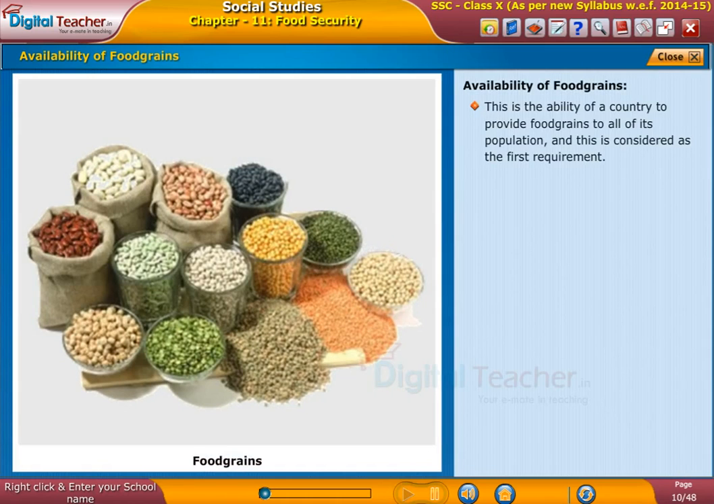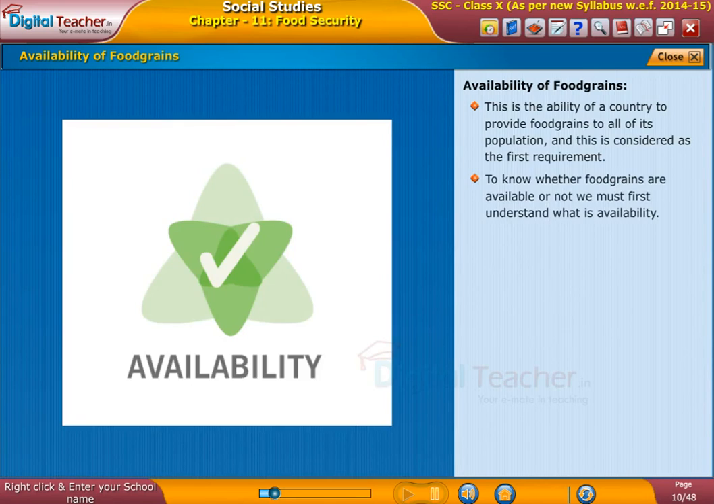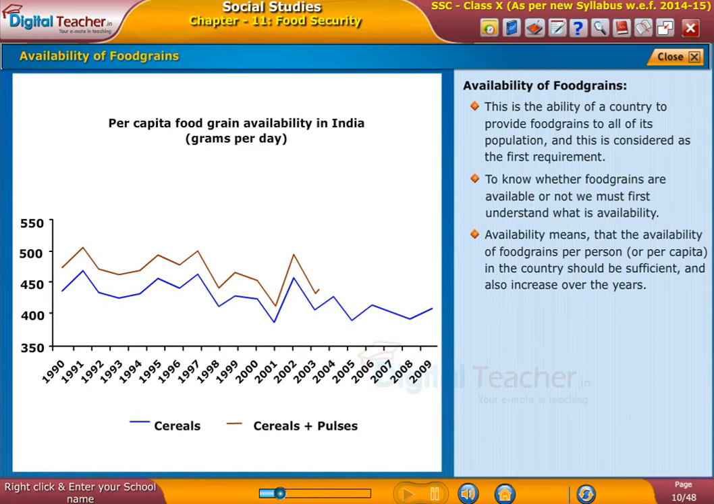Now, let us discuss about availability of food grains. This is the ability of a country to provide food grains to all of its population, and this is considered as the first requirement. To know whether food grains are available or not, we must first understand what is availability. Availability means that the availability of food grains per person or per capita in the country should be sufficient and also increase over the years.